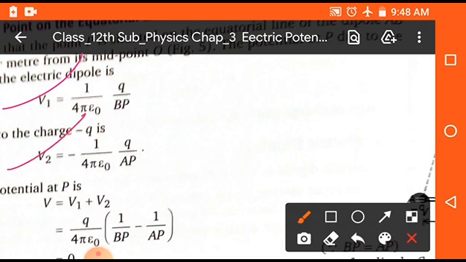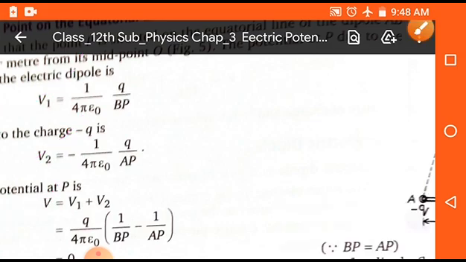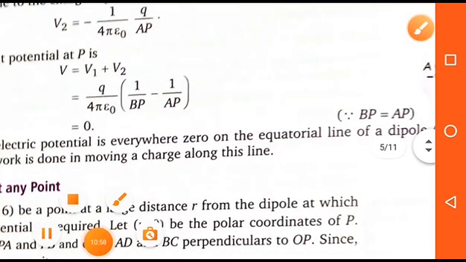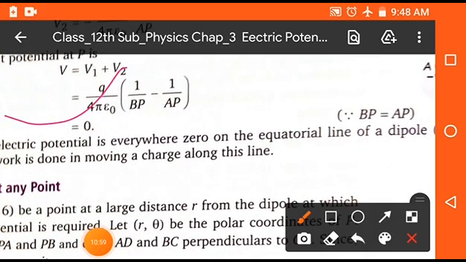Now the net electric potential at point P will be V is equal to V1 plus V2. On putting the values, we have the total electric potential at point P will be 0, because the distance is the same from the two charges on the equatorial line.